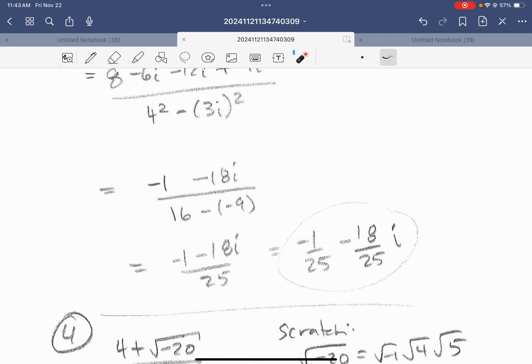But then we break it up. If you have two things added over a number, you can break it up into this one over 25 and this one over 25 times i.